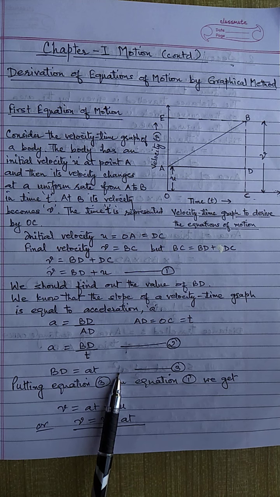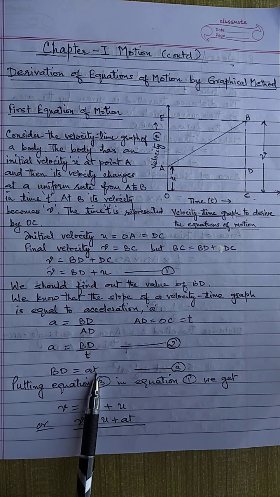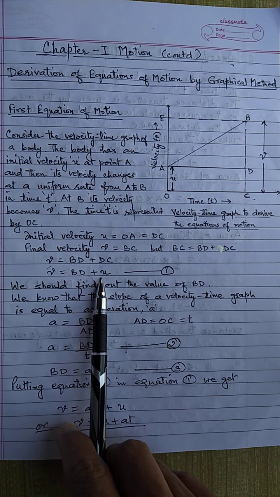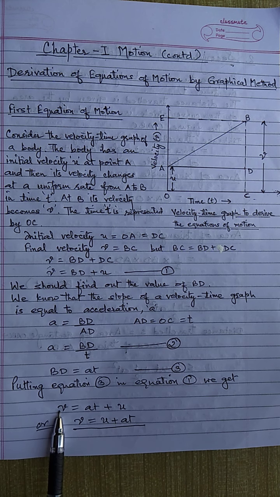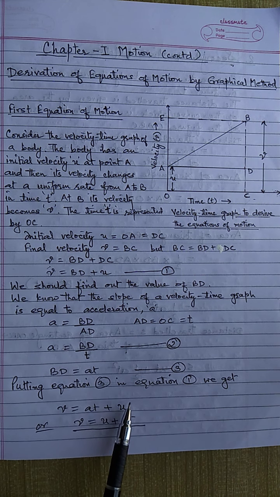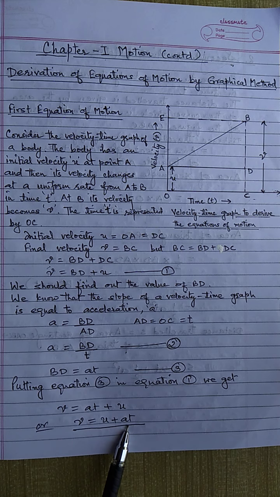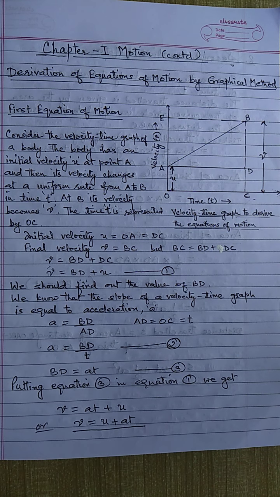Now we'll put this equation, BD is equal to at, in equation number 1, that is v is equal to BD plus u. We will get v is equal to at plus u. So by adjusting we get final velocity v is equal to u plus at, which is the first equation of motion.